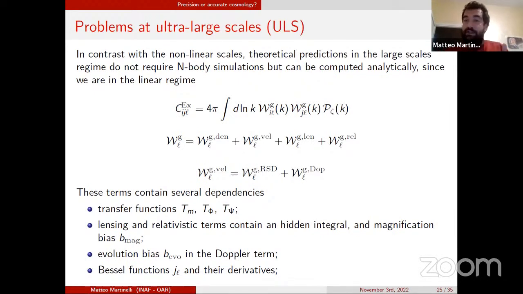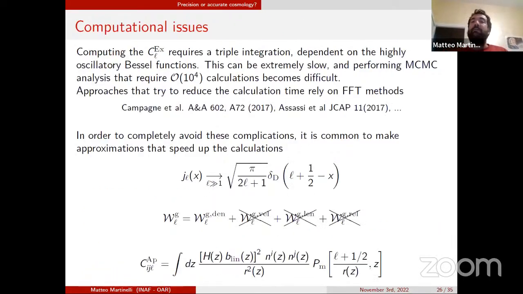What is the problem with this? Up to now, I'm saying that I can write everything. The problem is that computing these exact Cls requires triple integrations that depend on very highly oscillating Bessel functions. So it's something that is technically difficult. I can write my prediction, but when I do it numerically, it's very slow.